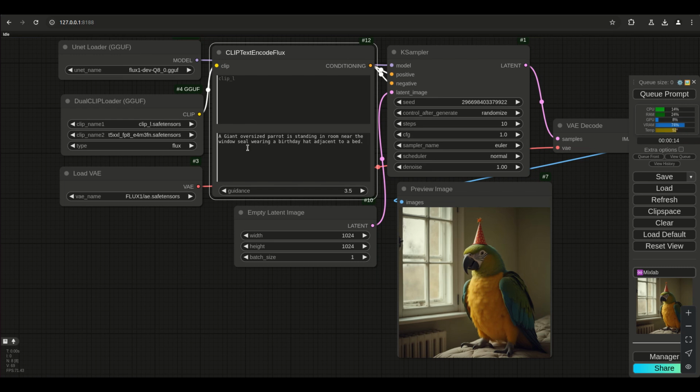So we're getting closer to the window with this, right? Room near the windowsill. Now I want you to really think about the fact that what you talk about the most is what it's going to think is the most important, more than anything else. If I talk more about the bedroom, right? Let's do this. An oversized parrot is standing in the room near the windowsill, wearing a birthday hat adjacent to a bed.